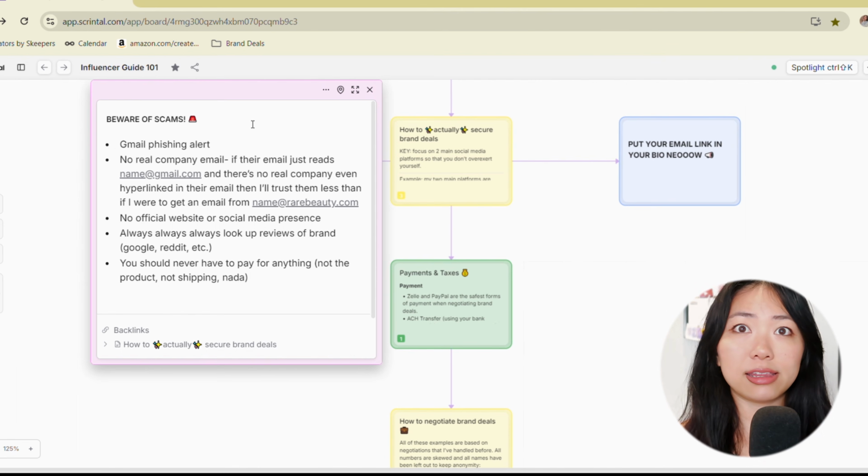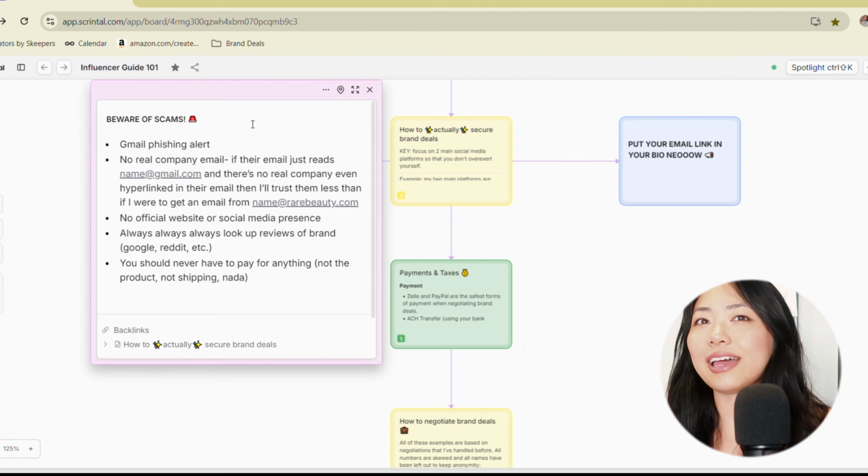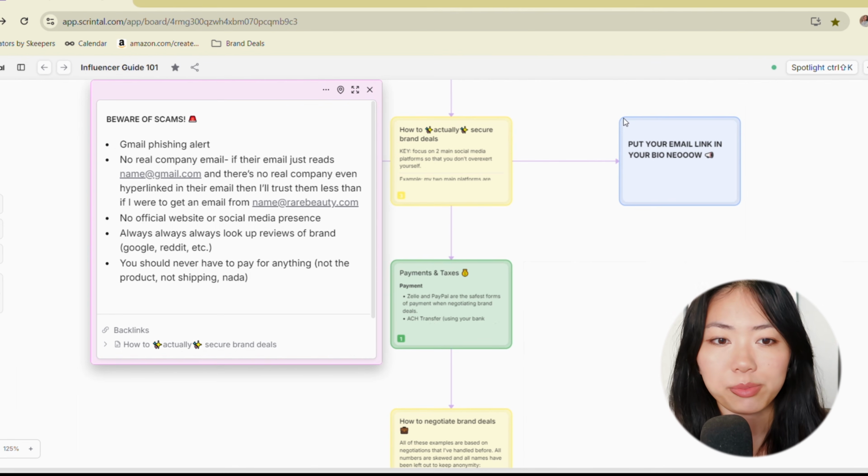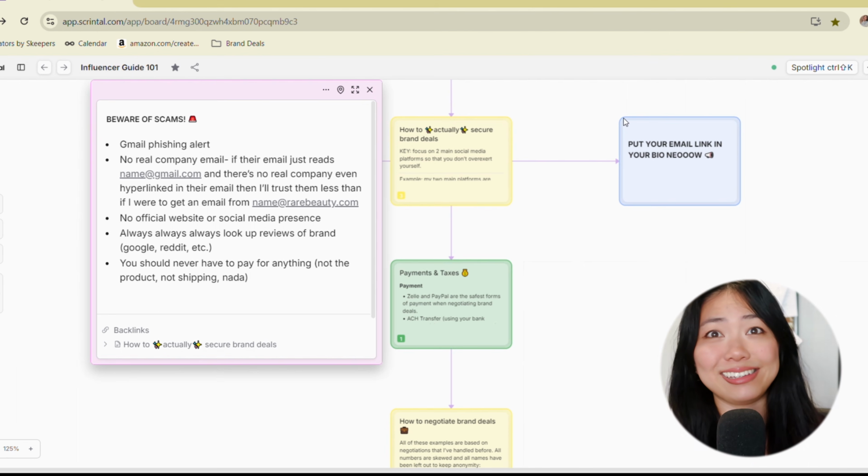rather than just a standard Gmail account. And that's not to say that all Gmail accounts are fraud or fakes, but it's just that extra trust factor. Number 3, if there's no official website hyperlinked within the email, and if the brand has no real social media presence, then that's another sign to maybe not trust them.